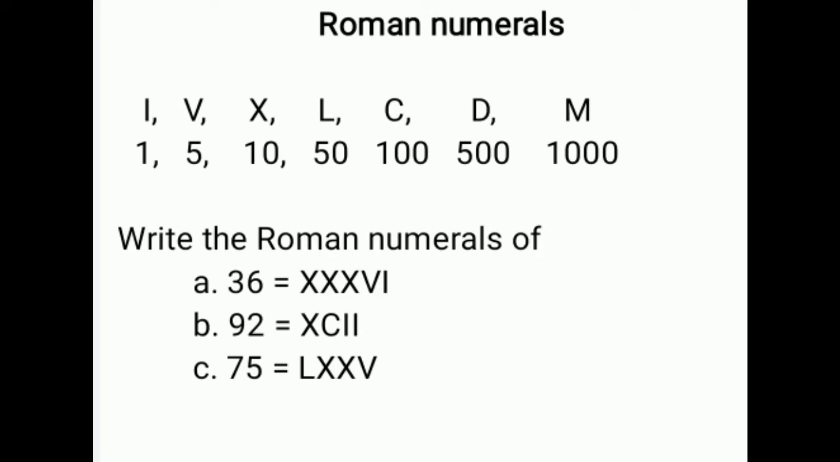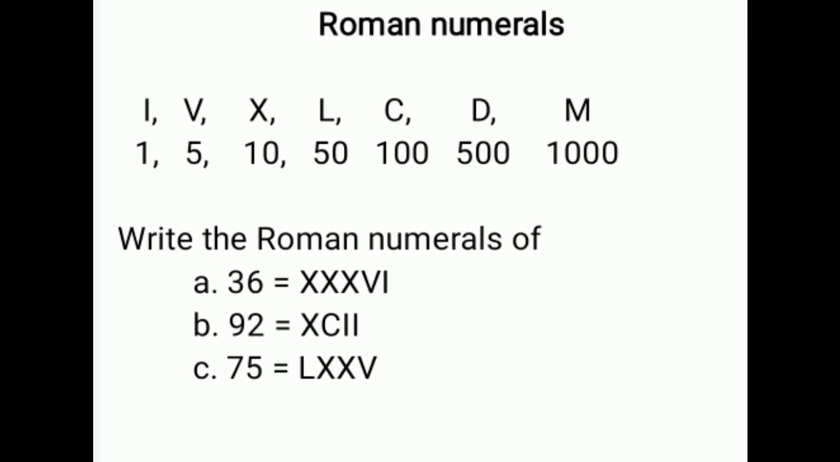Similarly, 92. 92 can be written as XCII. Because we can subtract 10 from 100, that's why X is written on the left side of C. C represents 100, XC represents 90. 100 minus 10, so XC is 90, then 92.